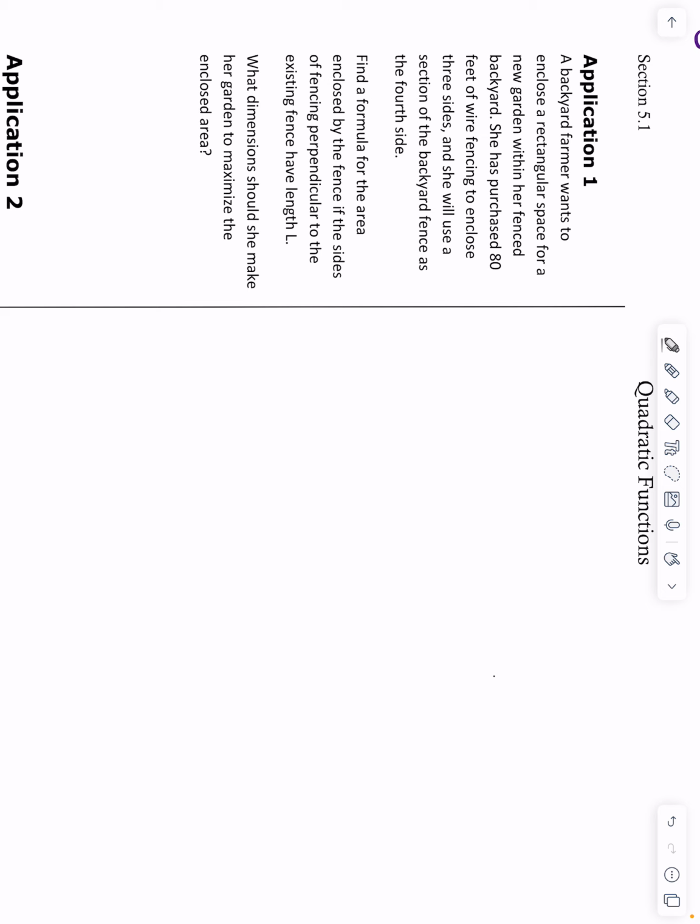We got a backyard farmer who wants to enclose a rectangular space for a new garden within her fenced backyard. She's purchased 80 feet of wire fencing to enclose 3 sides, and she will use a section of the backyard fence as the 4th side. So here's our existing fence. Right now you're thinking, well, she could just spread it out and see what she's got to work with. But the goal here is to make the enclosed area as large as possible, and you can't always eyeball that.